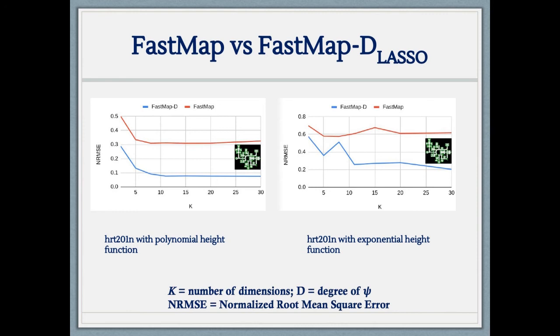Also, in these results, we measure the error via normalized root mean square error. It is the standard deviation of the errors normalized by the average distances of the paths in the graph. This metric helps us compare the results across different graphs.